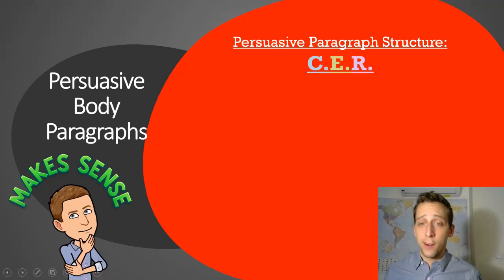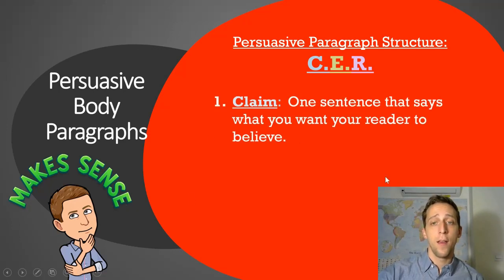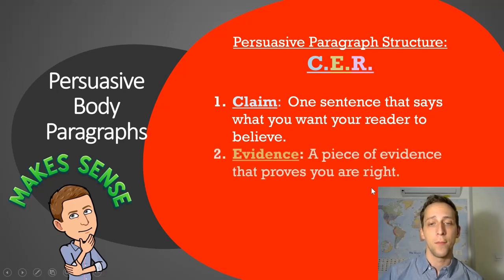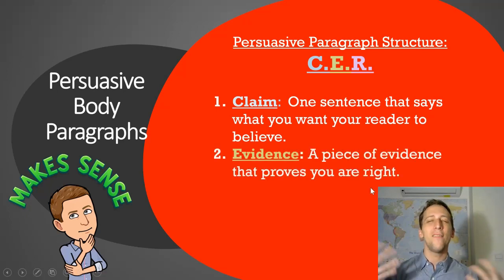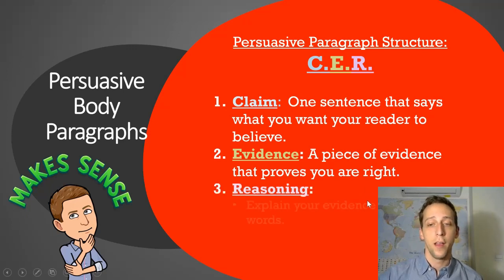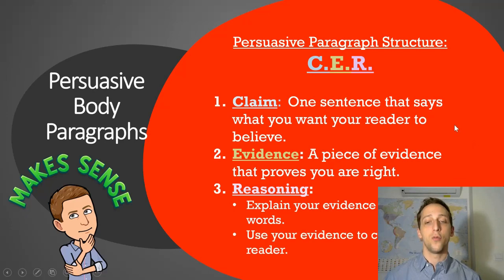And a persuasive paragraph needs to have three things that you remember from our earlier classes. The first one, remember, is a claim, which is one sentence that says what you want your reader to believe and why. The second thing you have is some kind of evidence or example, some kind of evidence that proves that what you say is true. And then the third is reasoning, and this is the most important part. You take that evidence and you explain it in your own words, and then you use that evidence to convince your reader. And if you do this, you will be very persuasive when you write.